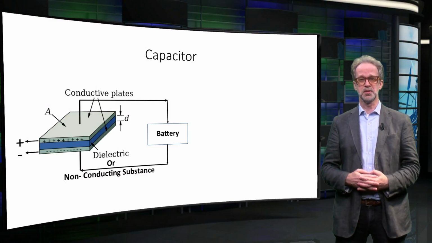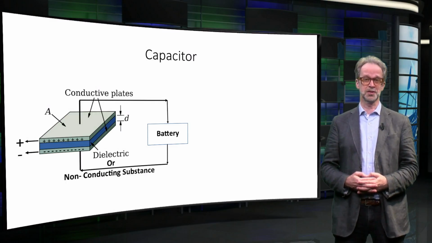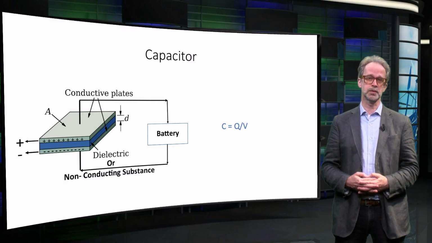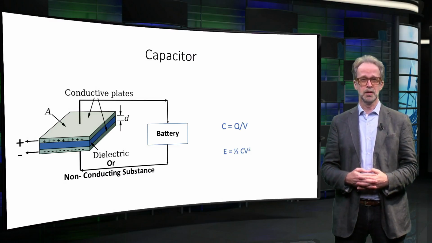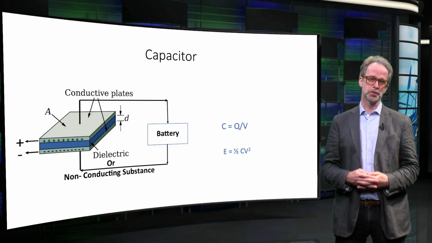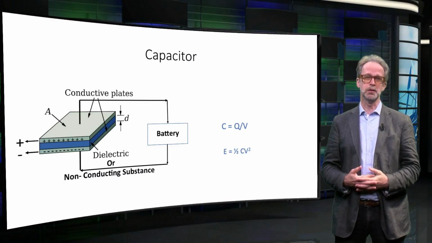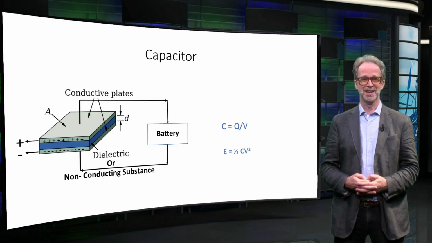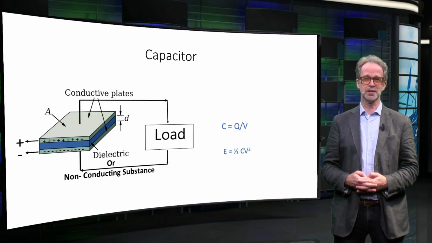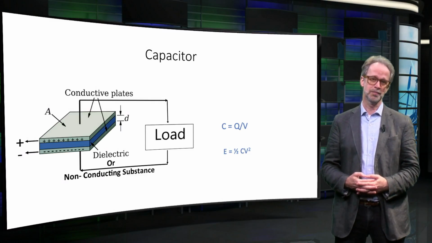A capacitor is characterized by the capacitance, the amount of charge stored on the plates divided by the potential difference between the plates. The amount of energy stored in a capacitor equals E = 1/2 times the capacitance times the potential squared. When you want to use the energy again, you connect the two metal plates and the electrical charge is released.